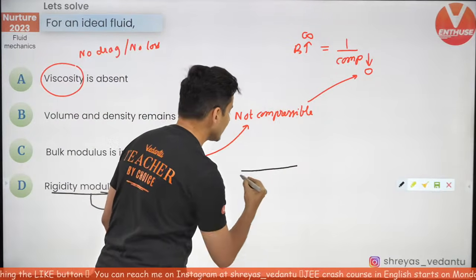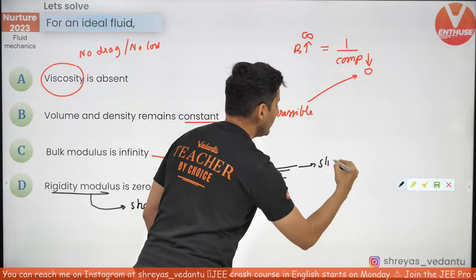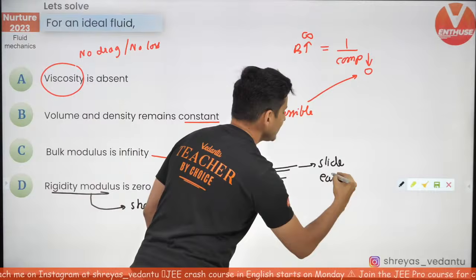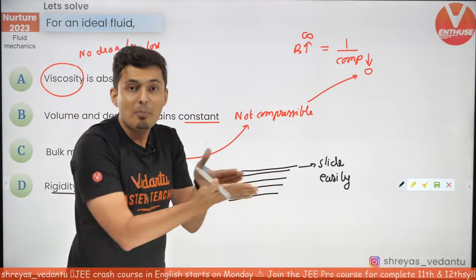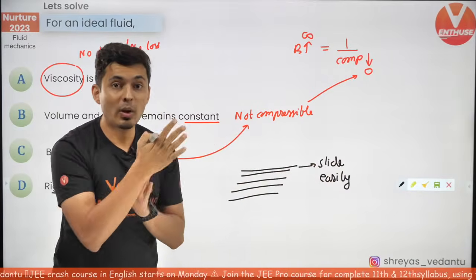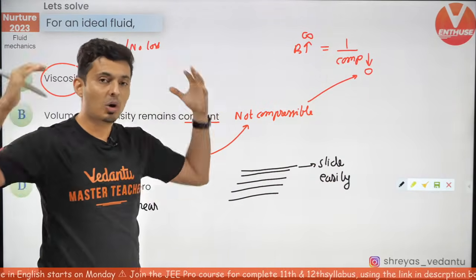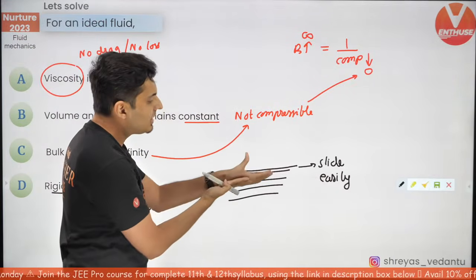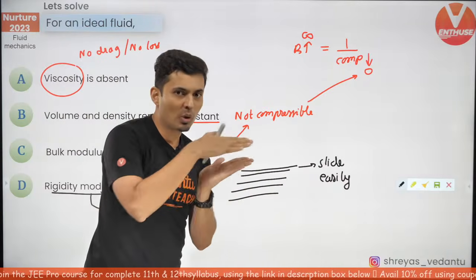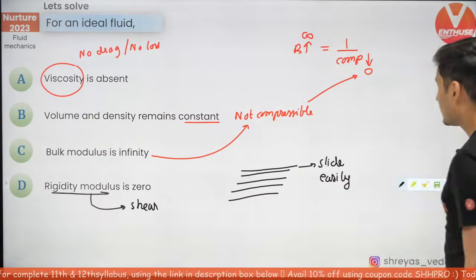So if you have layers of fluid, they can slide with respect to each other easily. If they can slide easily, they can shear, they can bend, they can take the shape very easily. And once things can slide, their shear modulus is less. If shear modulus is more, it's very difficult to slide one over the other. They won't bend. I hope you understand this. So hence it is 0.